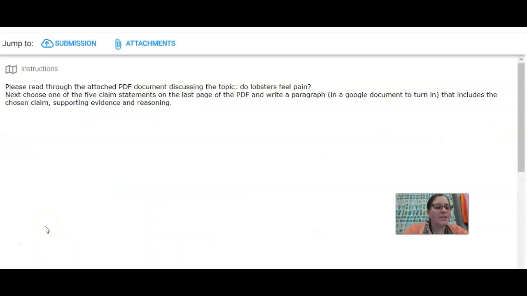So right now I'm within the assignment link. As you can see, there are some instructions there. It says, please read through the attached PDF document discussing the topic, do lobsters feel pain? Then you will choose one of the 5 claim statements on the last page of the PDF and write a paragraph. You can write that in a Google Doc, and then you'll share the link to turn that in, and I'll show you how to do that in just a second. Make sure that paragraph also includes a claim, the claim that you chose, supporting evidence and reasoning. Let's look at that attachment.